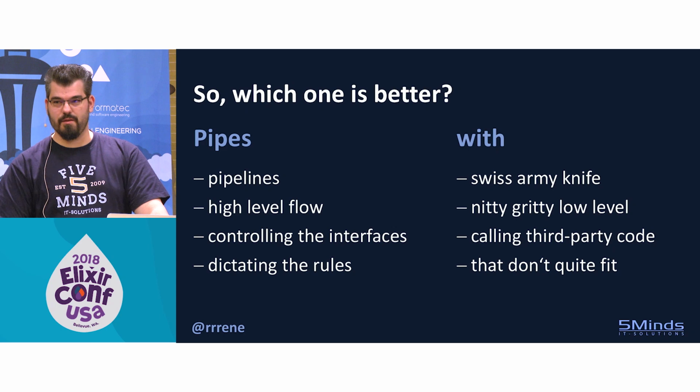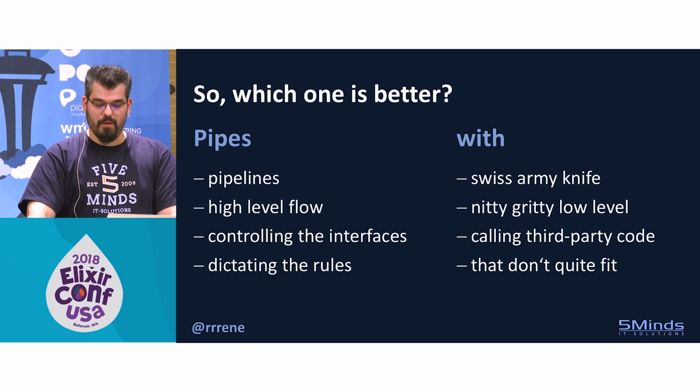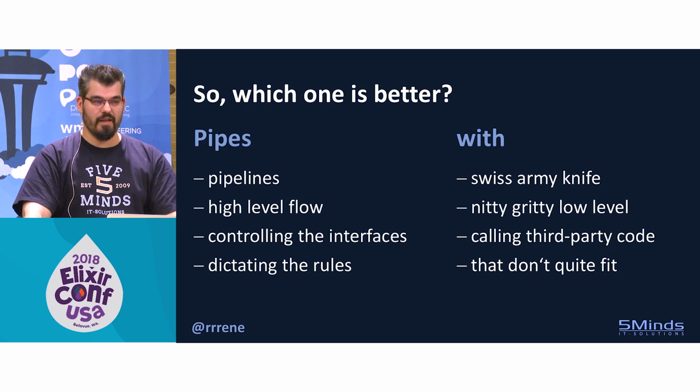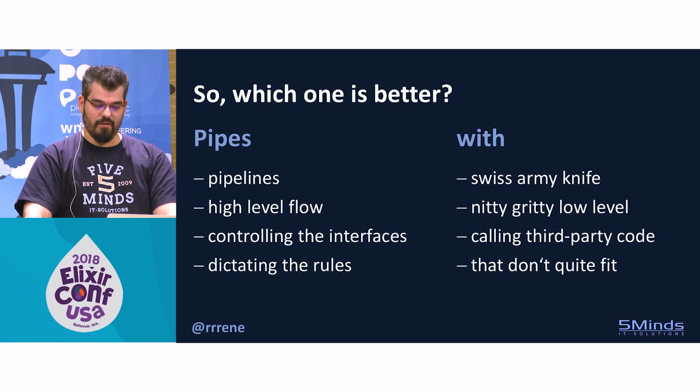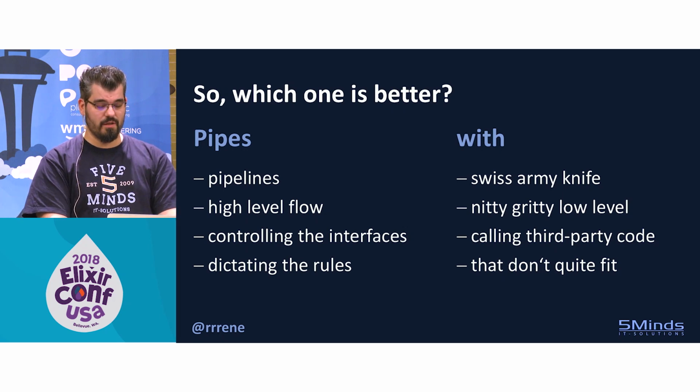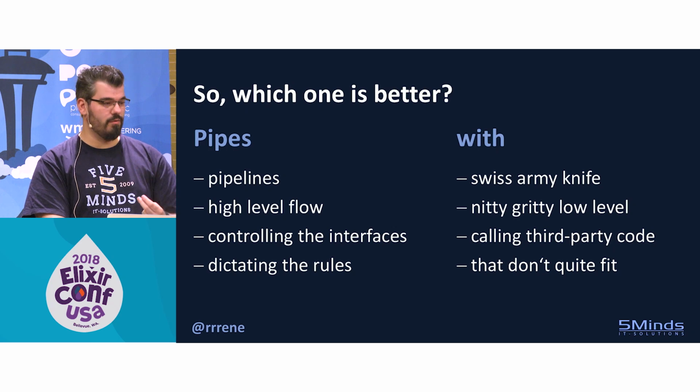So, which one's better? Well, pipes enable pipelines, and they are very useful for high-level flow. They can be ideal in situations where you control all the interfaces and where you can dictate the rules and just let it crash and burn when the rules aren't met. The with macro, on the other hand, is a Swiss Army knife, great for the nitty-gritty low-level flow interactions where you call third-party code or code by other teams or libraries that don't quite fit into a coherent interface. So in the end, this is not a question of being better, but rather a better fit for any given situation.